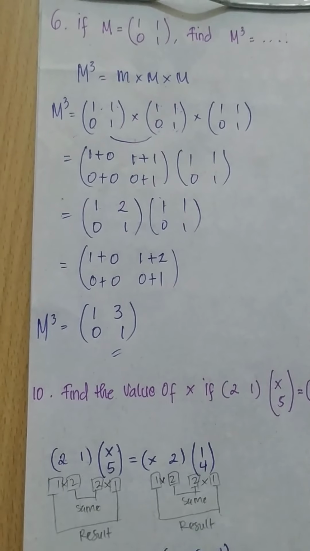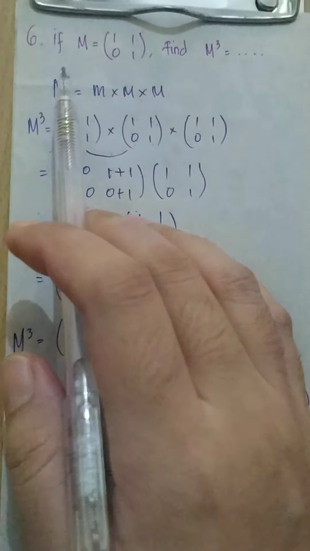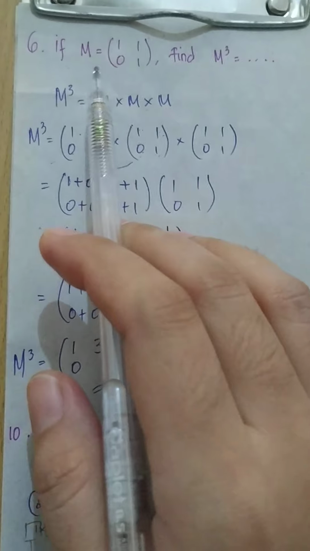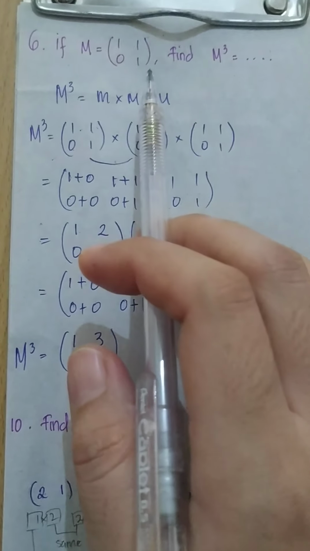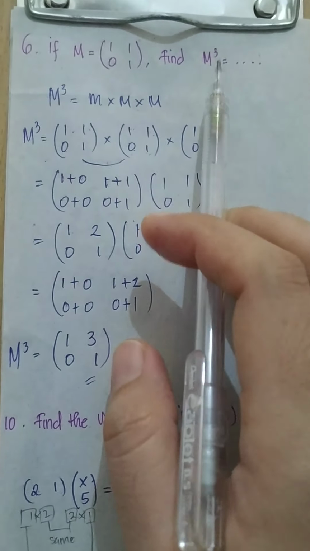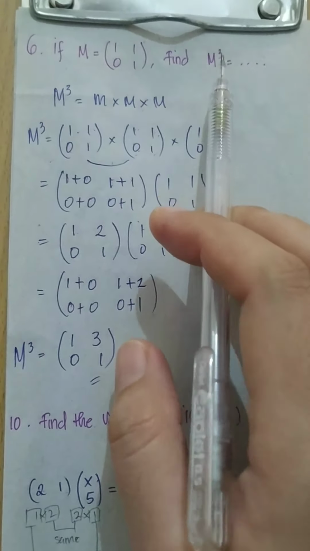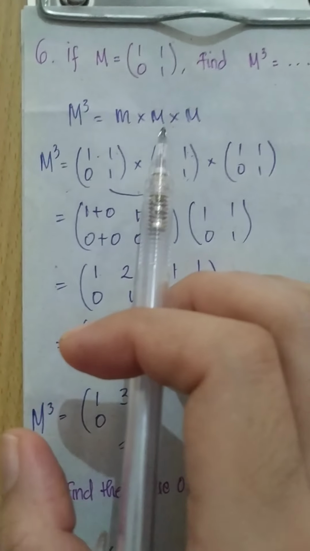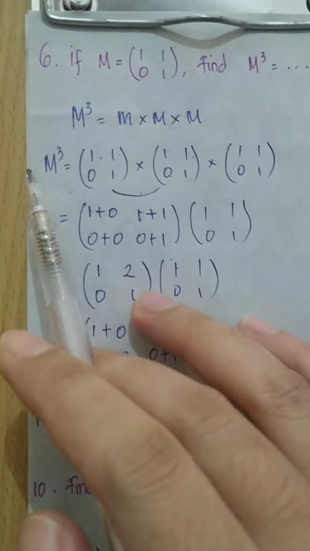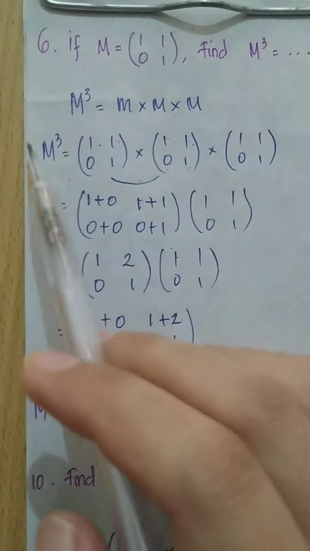Now we are going to number 6. Number 6 is: if matrix M equals 1, 1, 0, 1, find M power of 3. It means that if there's a question like this, M power of 3 means M times M times M, right? So first M times M, then the other one, okay? So first this one first, okay?